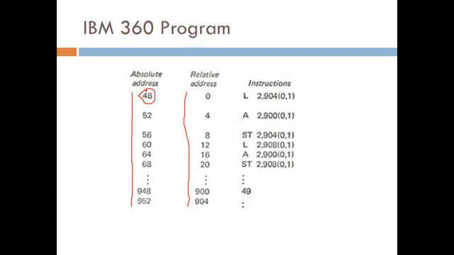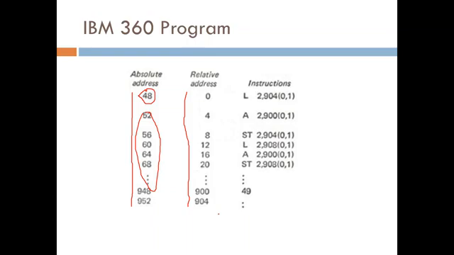So if I only know the starting address, I don't have to know all these addresses. I don't have to know any of these addresses. The only thing I should know is the starting address. I will add the starting address to the relative address, and then I will get what I want. I will come to know what the actual address is. You understand? So this is the basic concept.